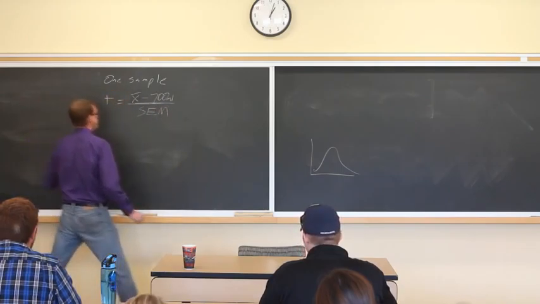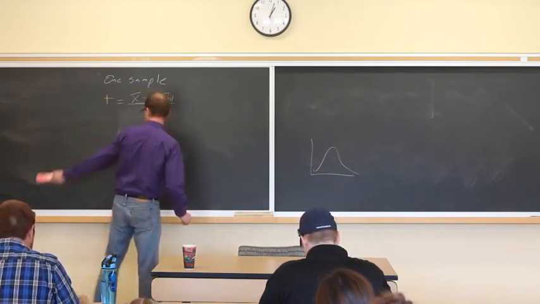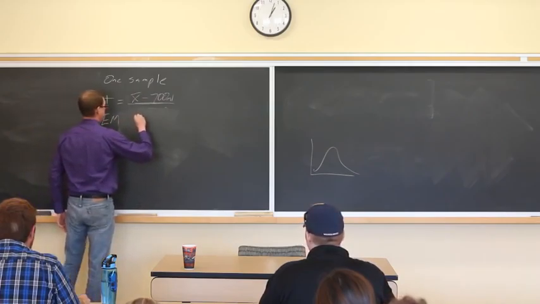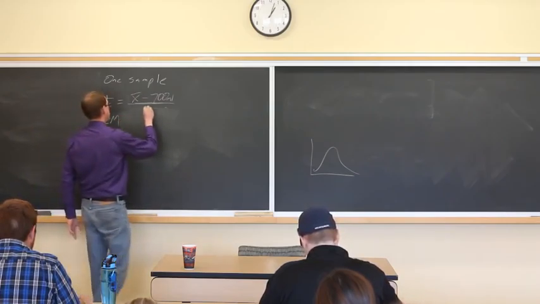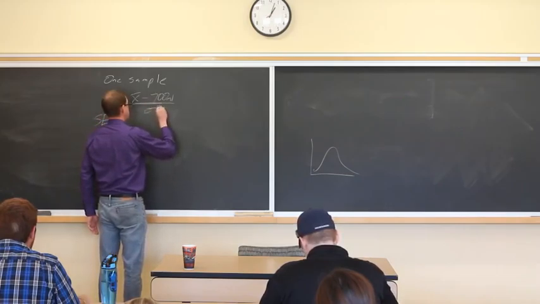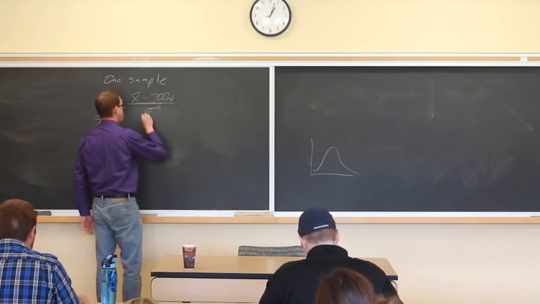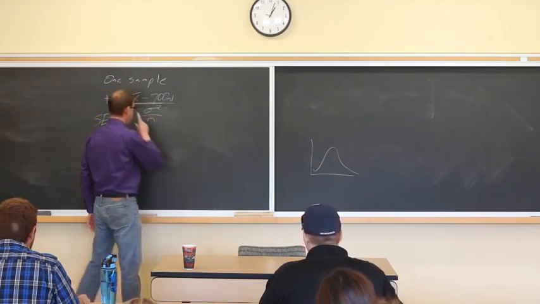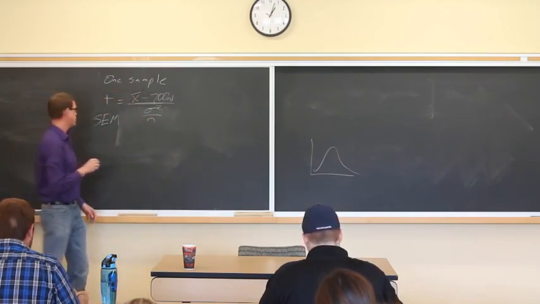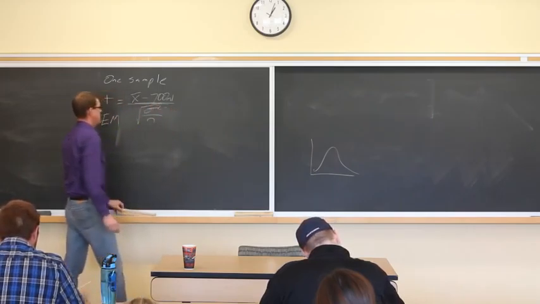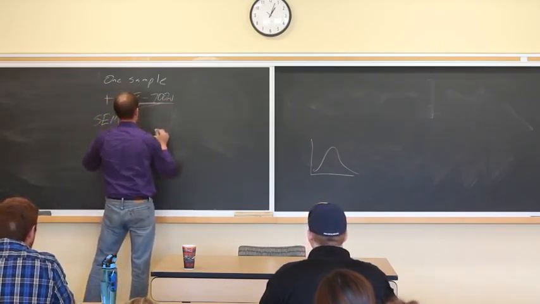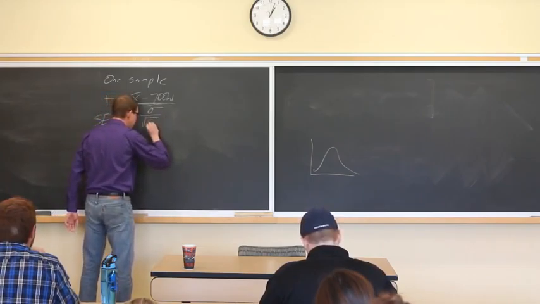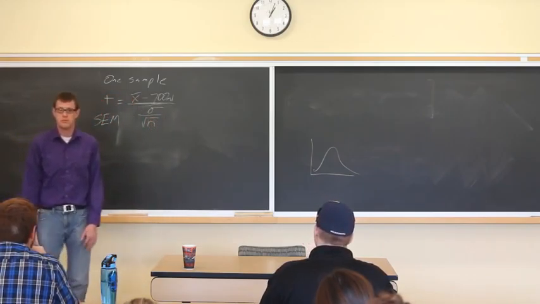But what is our standard error of the mean for our one sample t-test? Standard deviation squared over N, with the square root over it. And we can also represent this like this: if you put the standard deviation over the square root of N, that works just fine too.